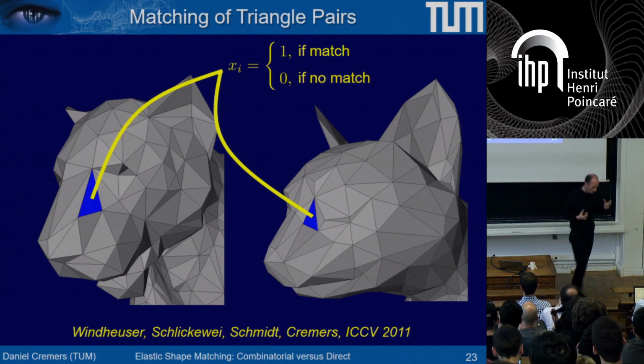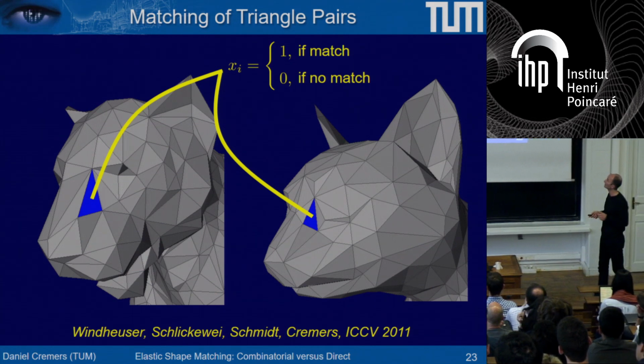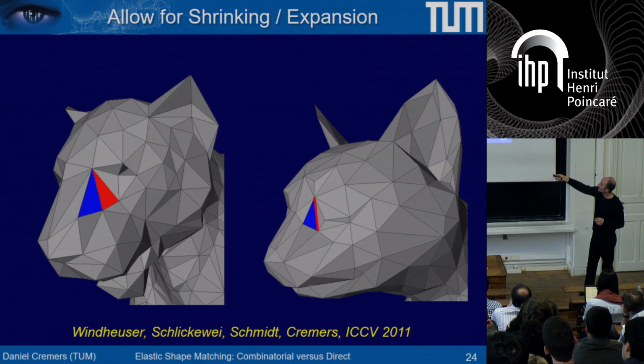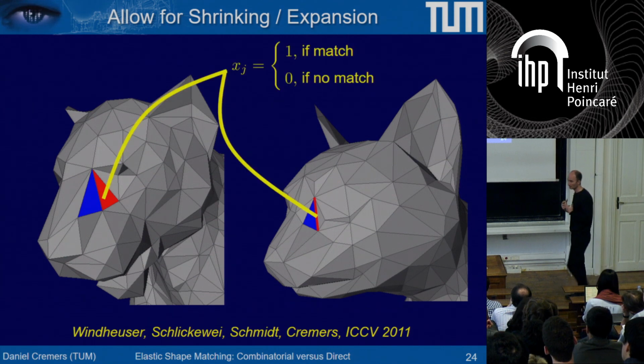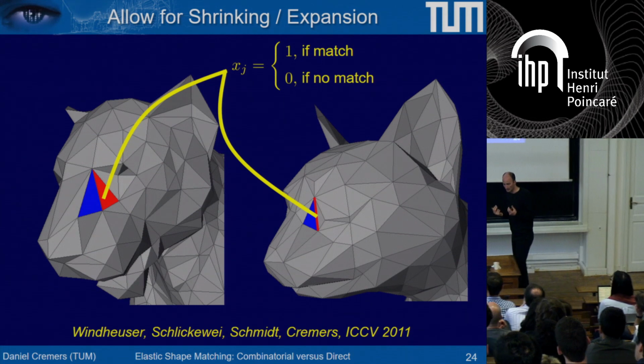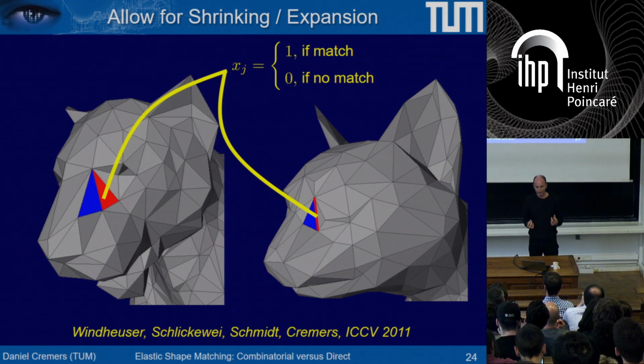Similarly, I said we want to allow for stretching and shrinking. How do we do that here? Well, we allow that any triangle here can collapse to an edge there, and we represent that local property by a binary variable associated with each triangle and each edge on the other shape.